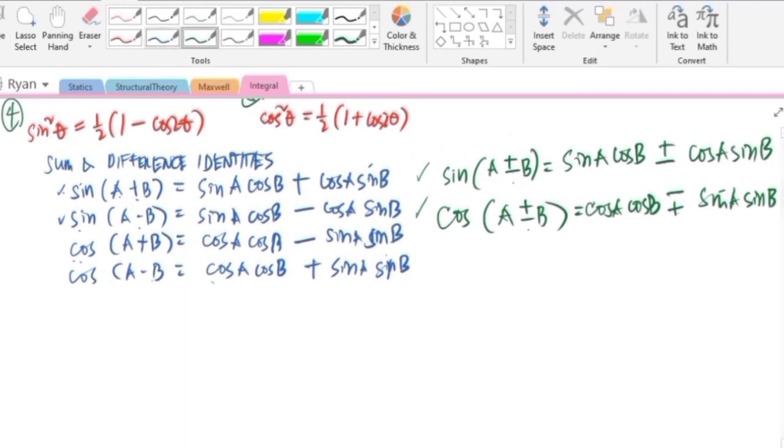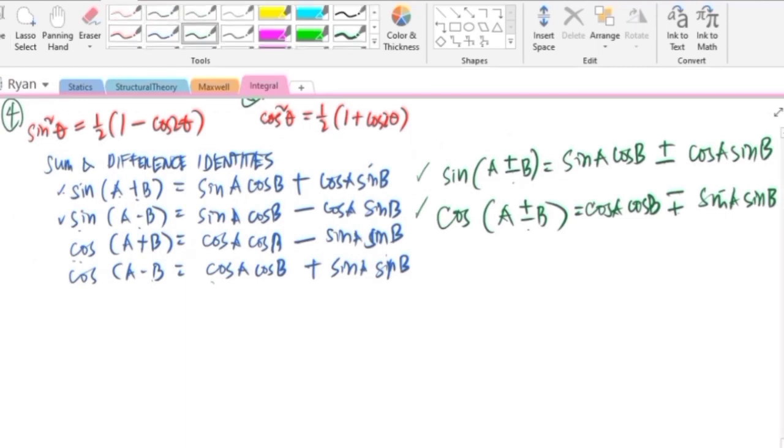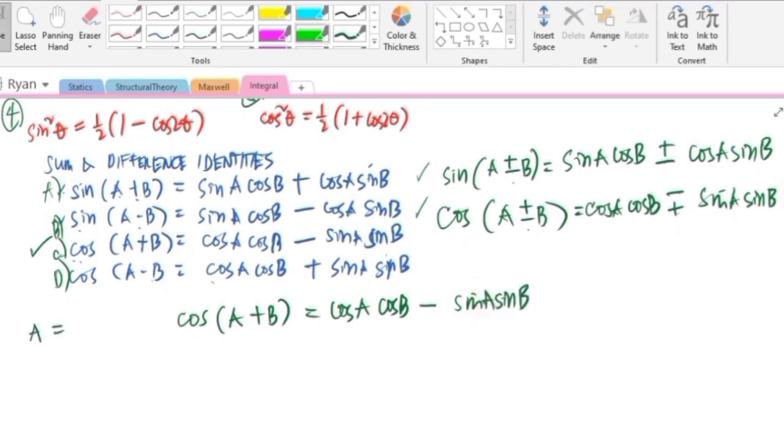Now, galing dito sa... pangalanan ko na lang to: A, B, C, and this is D. So, galing dito sa formula na to, sa C, that is cosine of A plus B is equal to cos cos, opposite sign, sin sin.